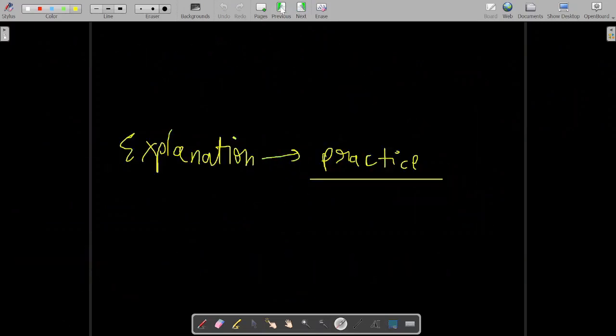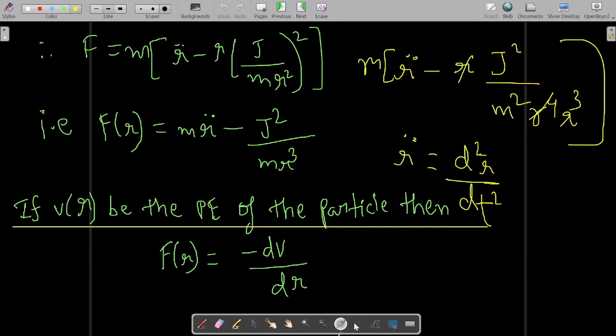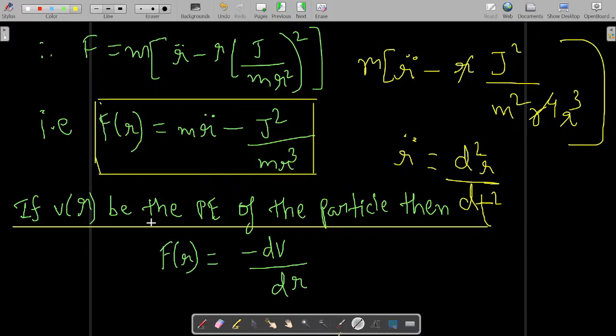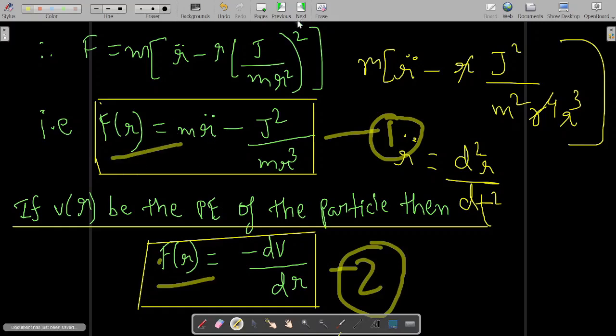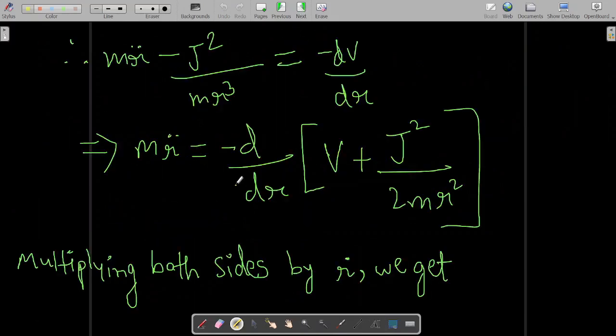So what do you get then? F of r equals this much, you have already seen. F of r again has an expression of this kind as well. So you will equate these two things, equating the left hand sides of both these equations. So what do you get then? You get m r double dot minus J square by m r cube equal to minus dV by dr.